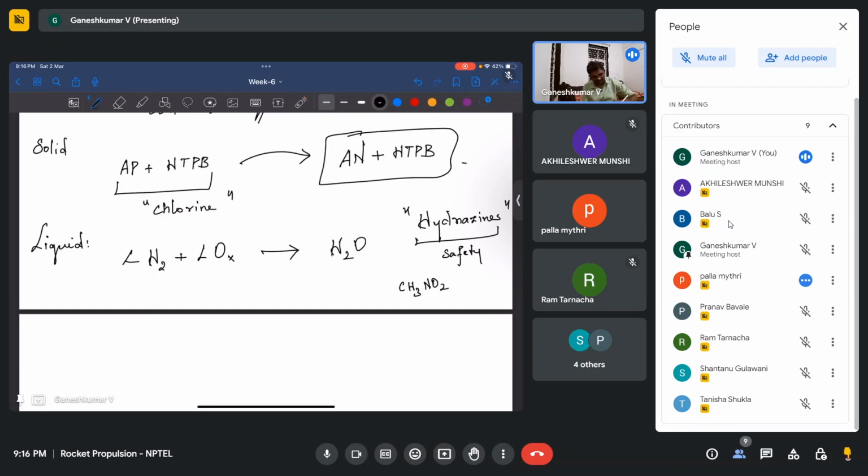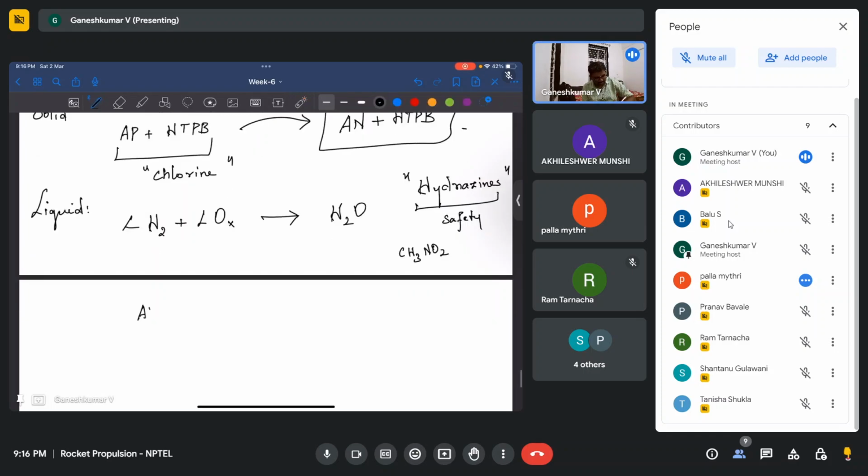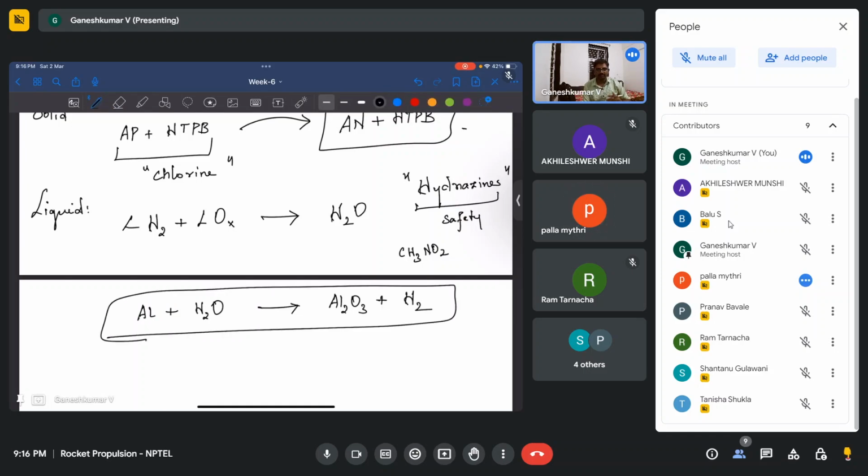The other alternative is simply aluminum and water. This is the propellant, aluminum and water. It gives you aluminum oxide plus hydrogen gas. But this is not that efficient. Actually, I am doing research on this propellant. It's a metal-based propellant. It has aluminum particles and water vapor, and these two react and give us Al2O3 and hydrogen.